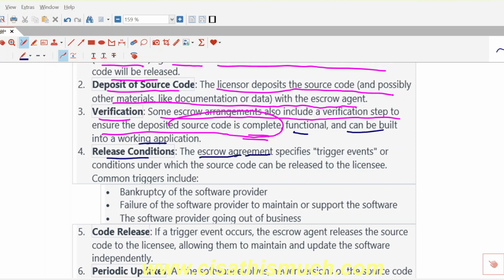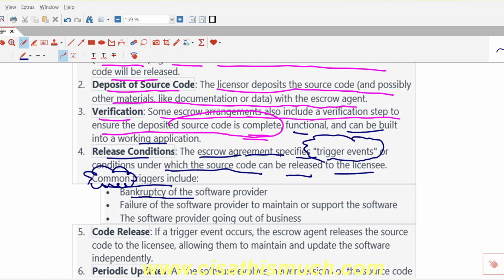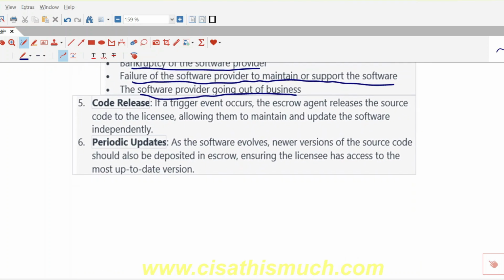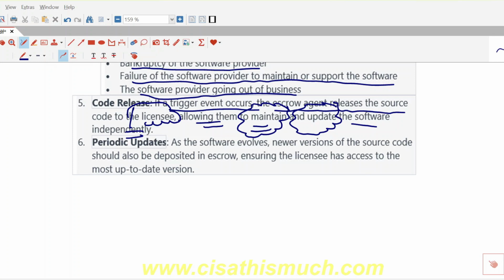Release conditions. The escrow agreement specifies trigger events, or conditions under which the source code can be released to the licensee. There could be a lot of factors, but the common triggers include bankruptcy of the software provider, failure of the software provider to maintain or support the software, or the provider going out of business. Code release: if a trigger event occurs, the escrow agent releases the source code to the licensee, allowing them to maintain and update the software independently.